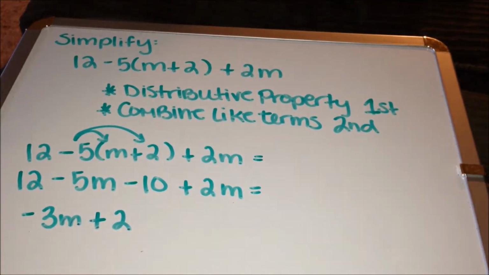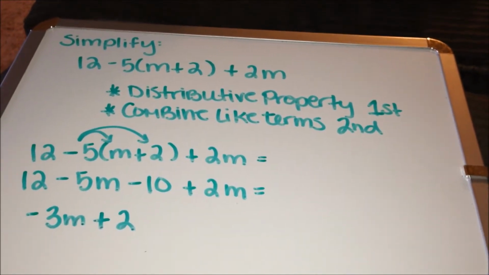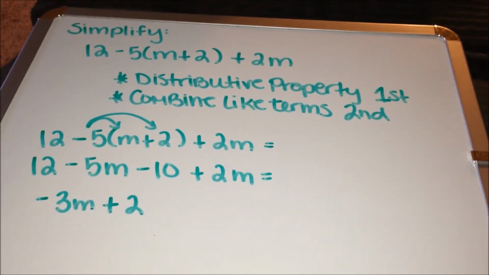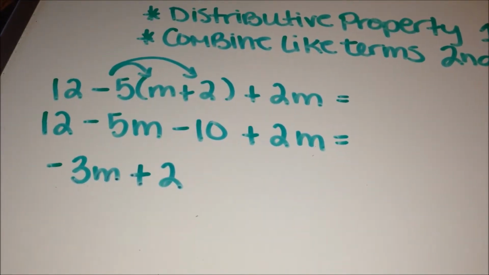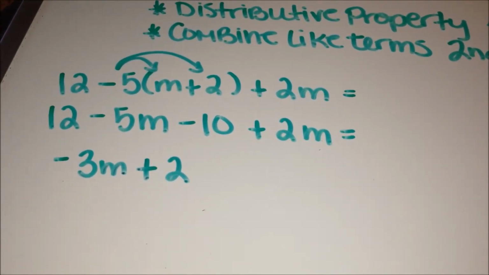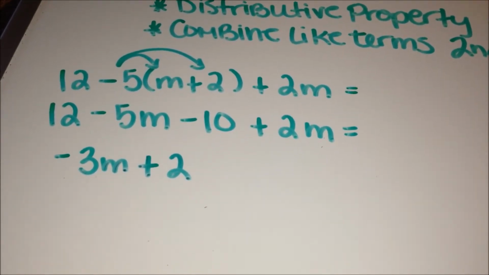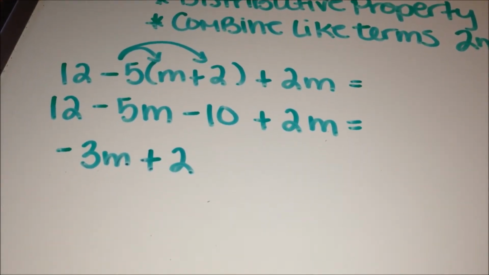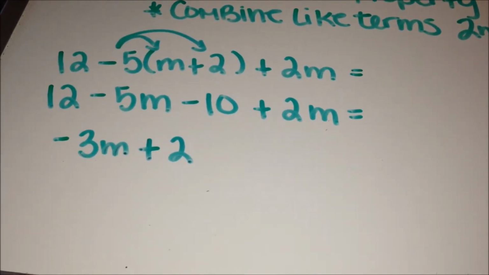Okay. Simplify. 12 minus 5 times the quantity m plus 2 plus 2m. When you have a situation like this, you want to do the distributive property first and then combine like terms second. So we're going to distribute negative 5 to both m and positive 2. We end up with negative 5m and negative 10. So at this point we have 12 minus 5m minus 10 plus 2m. Now we're going to combine like terms. We have m terms and we have constant terms. Negative 5m plus 2m is negative 3m, and 12 minus 10 is 2. So our final answer is negative 3m plus 2.